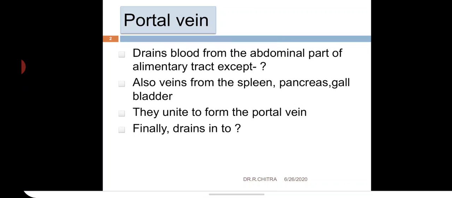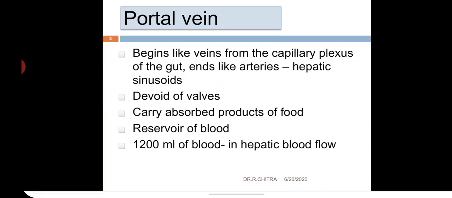So what are the peculiarities of the portal vein? It begins like veins, ends like arteries, dividing into right and left branches of the portal vein at the porta hepatis. In addition to venous blood, what is its main function? It carries the absorbed products of the food from the intestines to the liver for storage. That is the main function of this portal vein, and it acts as a reservoir of blood.